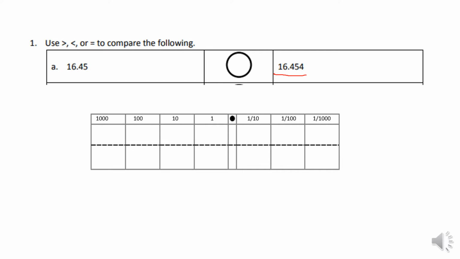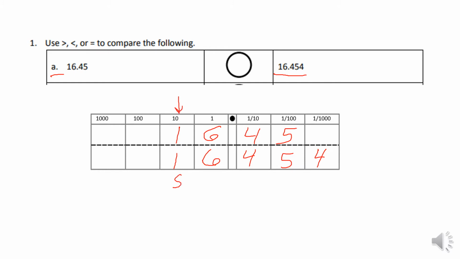Now, what we're going to do is I'm going to use a place value chart. I'm going to take A and put 16 and 45 hundredths in the place value chart, and then we're going to put the 16 and 454 thousandths. Now, when we're comparing these, we always start on the left-hand side.